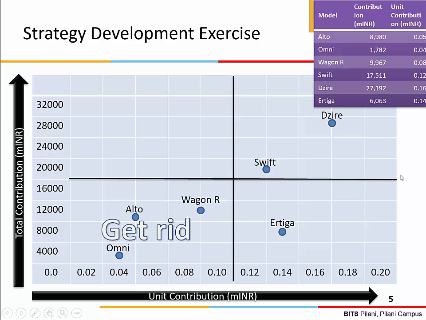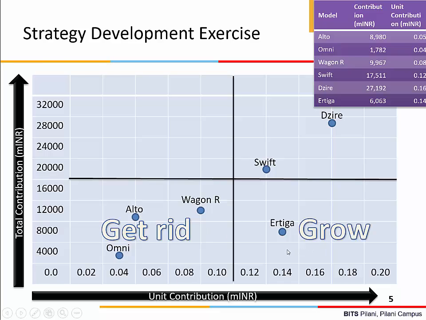Let's look at it. Any product that is falling into this category, where the unit contribution is less and the total contribution is also less, then you should actually be getting rid of that product. It is not a product that you will be able to generate huge revenue from going forward, and you can fairly consider that this is in the decline phase of the product life cycle. So the strategy for this is to get rid of them because they have already lived their life.